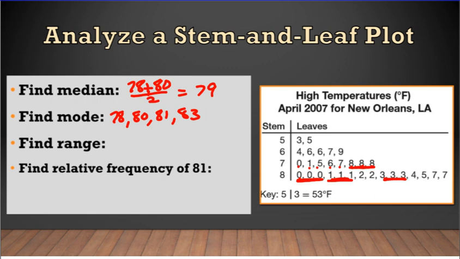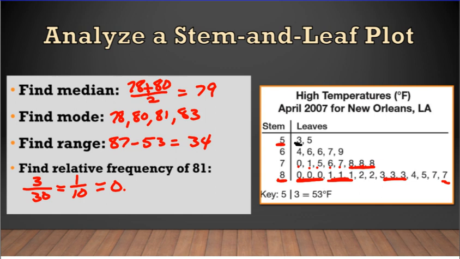And then the range: we look at our largest number, which is 87, and our lowest number is 53, so 87 minus 53 would give us 34. Now find the relative frequency of 81. Well, we know that there are 3 81s out of the 30. And so we reduce that to be 1/10. And 1/10, if you put it as a decimal, would be 0.1. Or if you put it as a percent, it would be 10%.